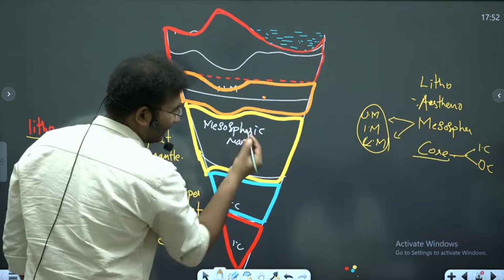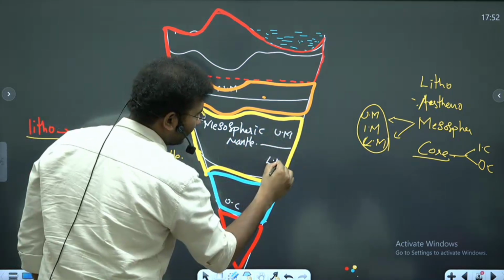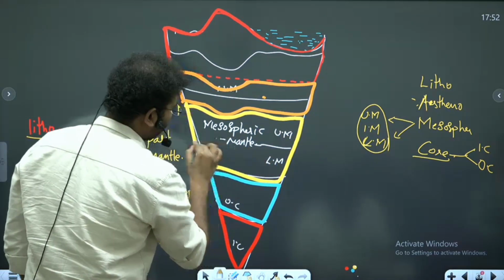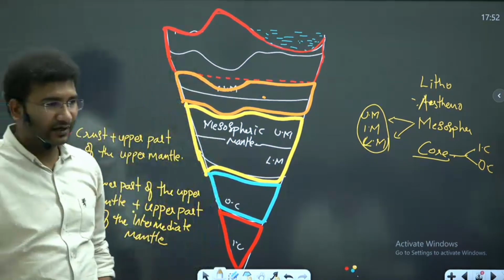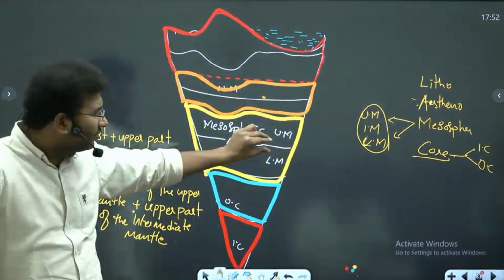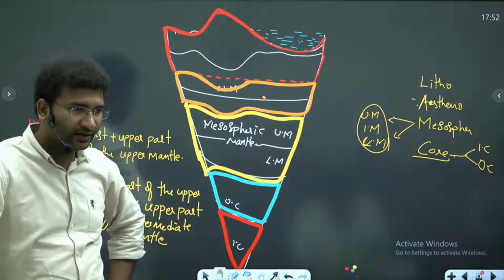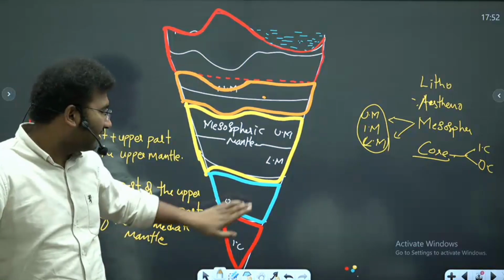And this mesospheric mantle you can divide into upper mantle and lower mantle, or intermediate mantle, whichever way you want. You can further divide that into layers. Clear? Then outer core, liquid.